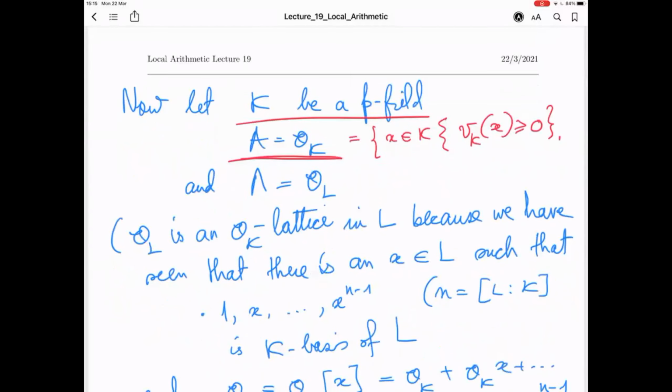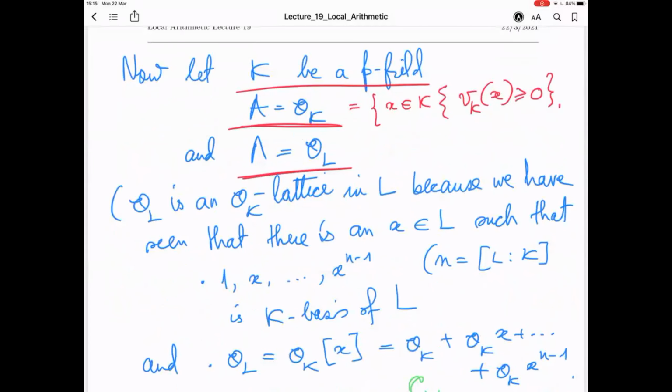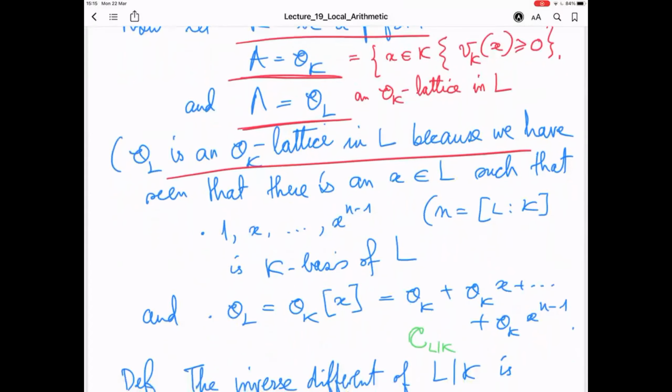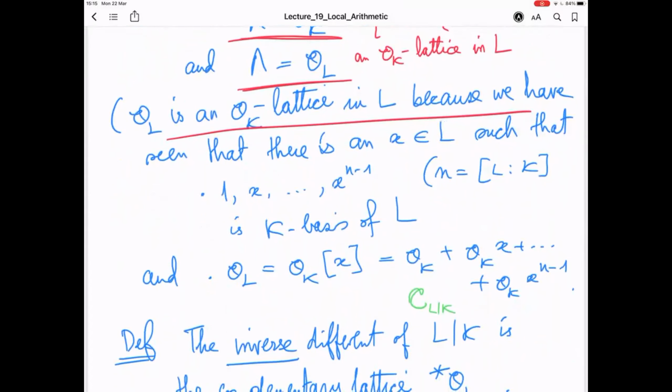And the lattice I will take to be OL. OL is an OK lattice in L. L is a finite separable extension of K. Over here it's written. So it's an OK lattice.